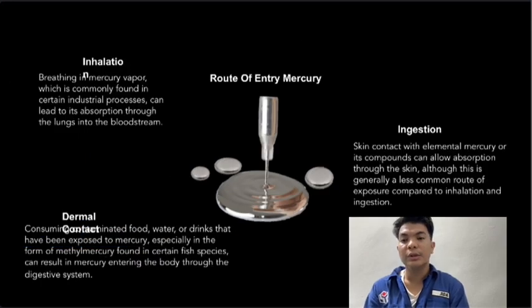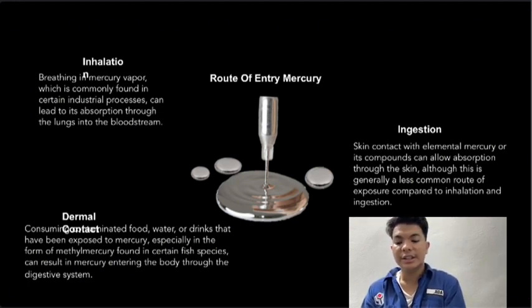Next, we will go to the routes of entry of mercury. There are three routes of entry of mercury: inhalation, ingestion, and dermal contact. The first one is inhalation. Breathing in mercury vapor, which is commonly found in certain industrial processes, can lead to absorption through the lungs into the bloodstream.